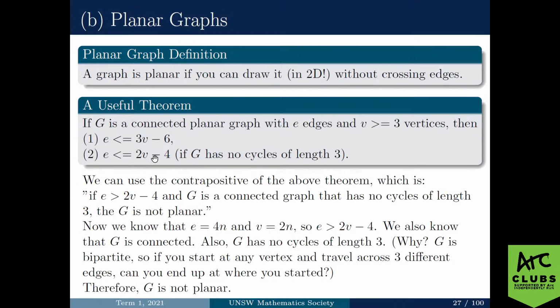And so we just showed that E is greater than 2V minus 4, and G has no cycles of length 3. And so by the contrapositive of this statement, G is not planar. And yeah, that's it for that proof. Any questions?